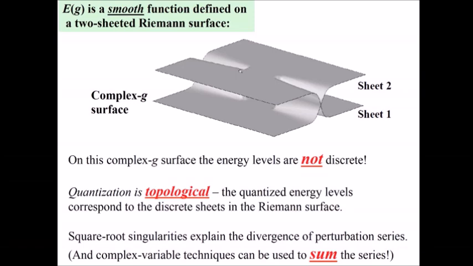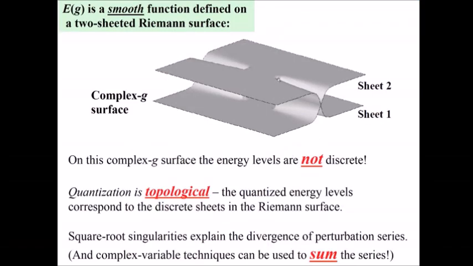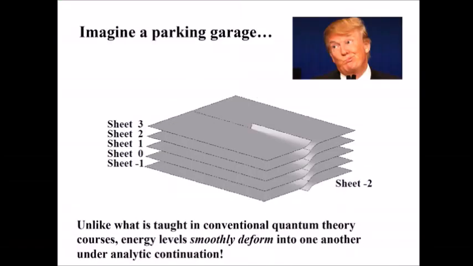So if you were to expand this function into a series in powers of G, it would have a finite radius of convergence. Why? Because there are singularities here and here. The origin is over here, okay? And furthermore, as I mentioned to you before, although I didn't explain it, complex variable techniques can be used to sum a divergent series. Okay, so in other words, he's not smart enough to do this, but you're smart enough.